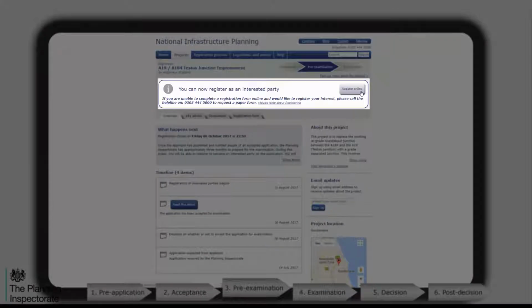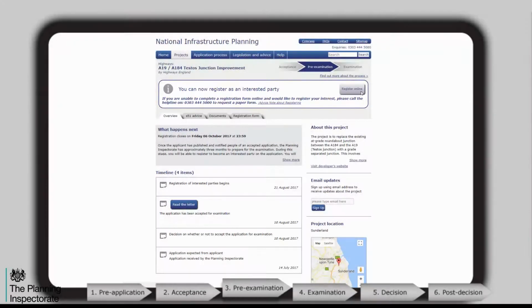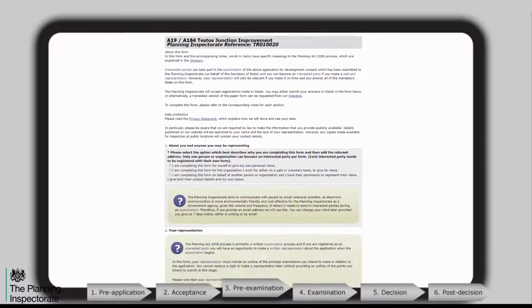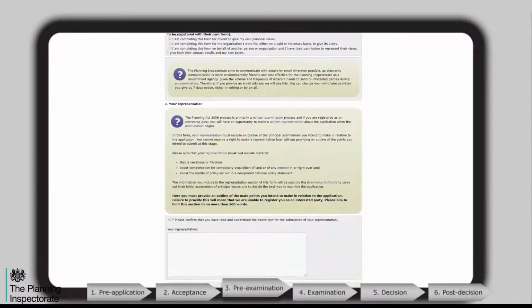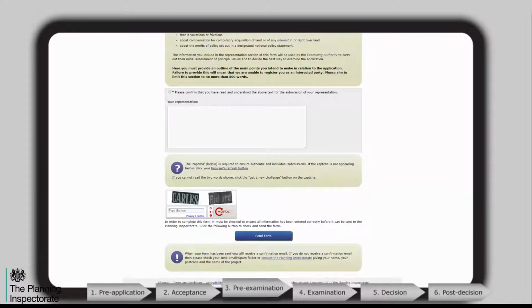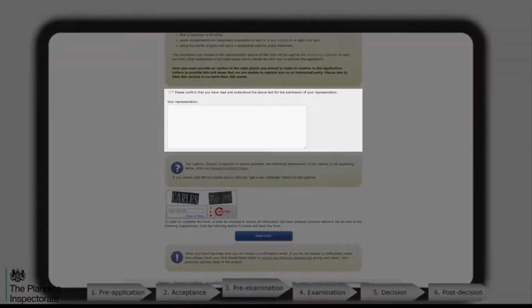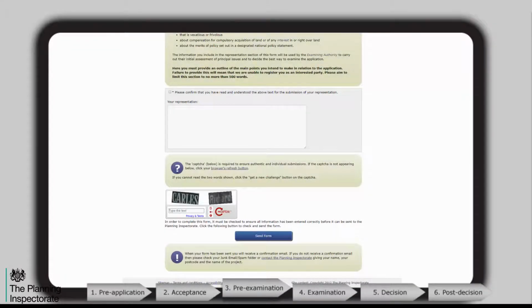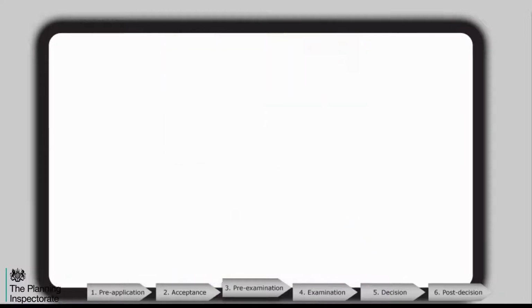This is where you make your relevant representation. The form contains all the details we need to keep in touch with you during the examination. You will not be able to submit a representation without filling in these fields. This box should contain your representation. Once you have clicked Submit with a representation that sets out your views on the scheme, you are an interested party and will be kept informed of progress of the proposed scheme.